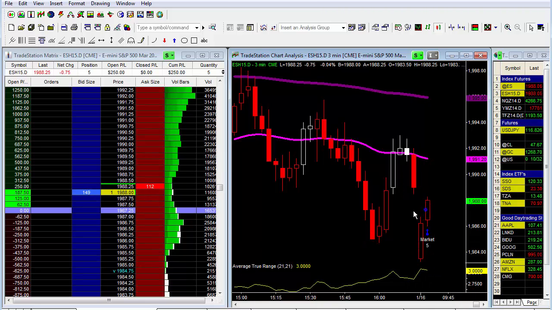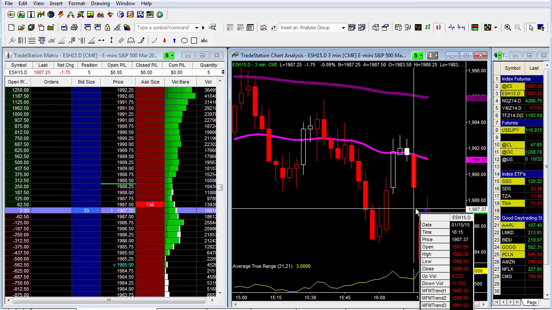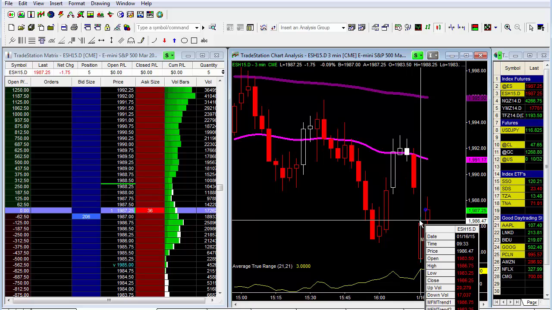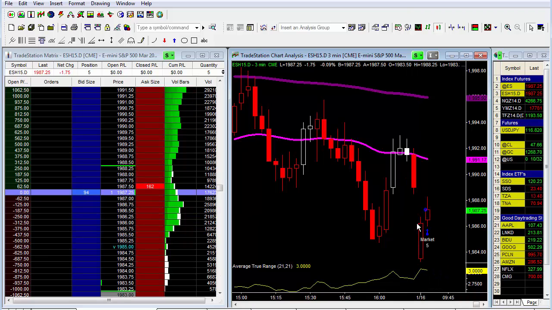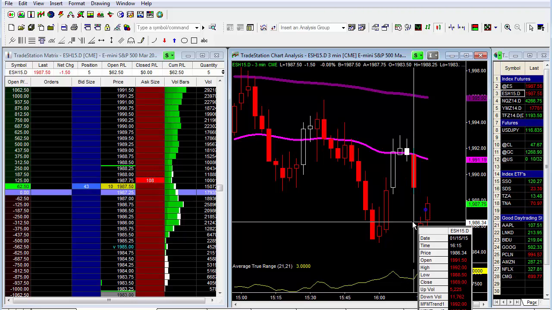The market gapped down, as you can see. Look at the market closed yesterday at 1989, opened up at 1983, so we had about a 6-point gap. So I'm looking for this market to fill, okay? So it closed at 1989.